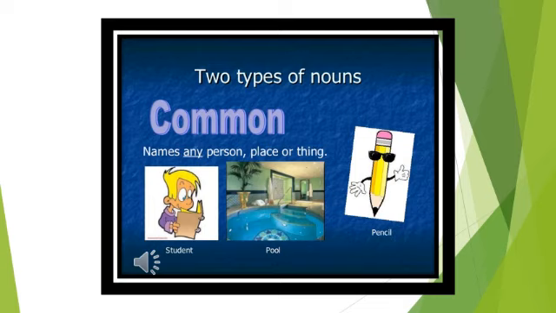The first one is common noun. What is a common noun? A common noun is a noun for any person, place, or thing. For example, pencil, book, building. It means that it is very common, not a specific one.